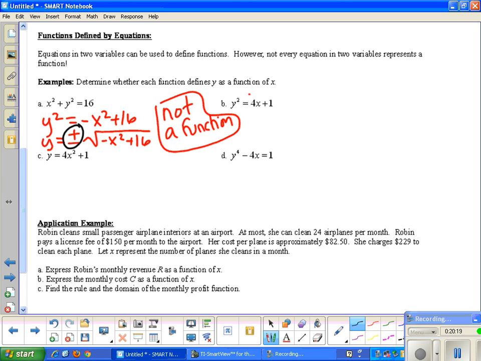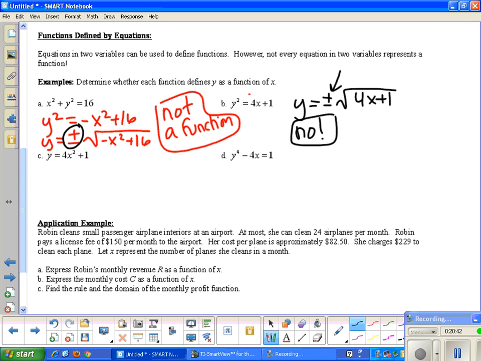Now, if we look at B here, if we want to determine if y is a function of x, same thing, you have to solve. So if you look at this one, I have that y squared again. So if I take the square root of both sides, y equals plus or minus the square root of 4x plus 1. Because of this right here, for every x value, I'm going to have two y values. So this is also not a function.